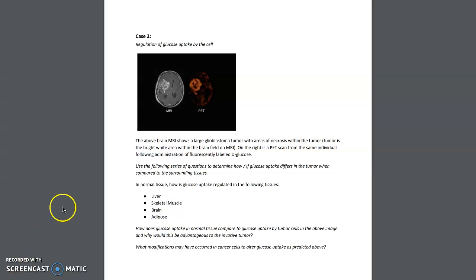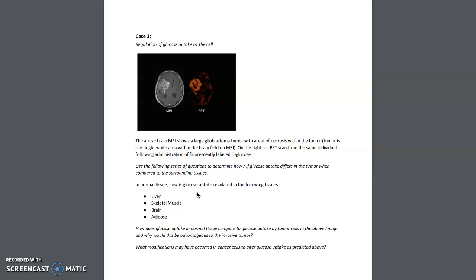The MRI above shows a large tumor with areas of necrosis within the tumor. And on the right is a PET scan from the same individual following administration of fluorescently labeled D-glucose.